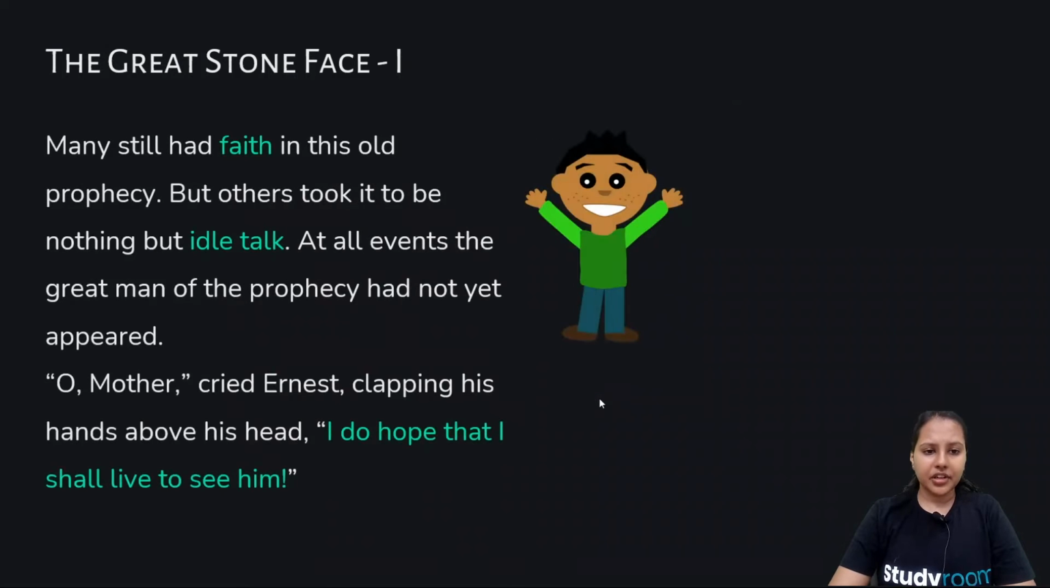Many still had faith in this old prophecy, but others took it to be nothing but idle talk. So someone who believed in faith and hope believed in this, but for others it's just gossip. At all events, the great man of the prophecy had not yet appeared. And then the mother says that till now nobody with this face has actually come. "Oh mother," cried Ernest, clapping his hands, "I do hope that I shall live to see him." So he says that he hopes he lives so many years that he actually sees the person who has the same face.